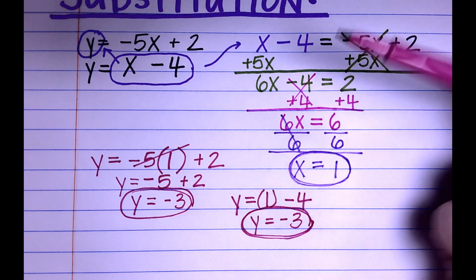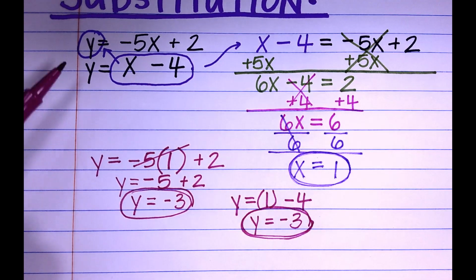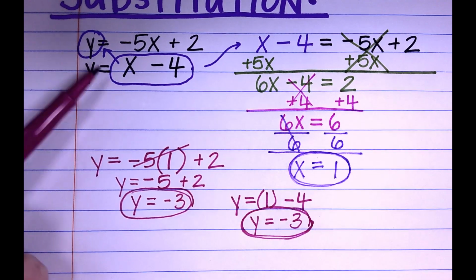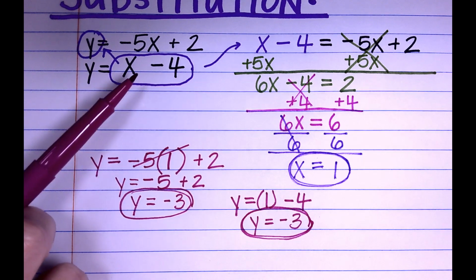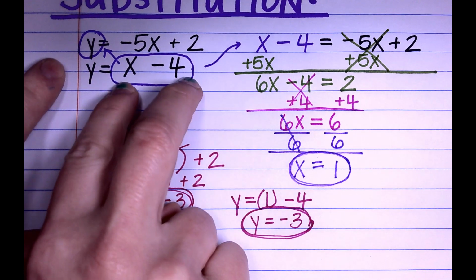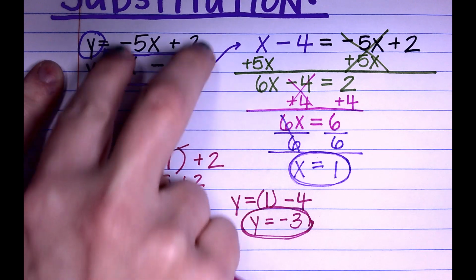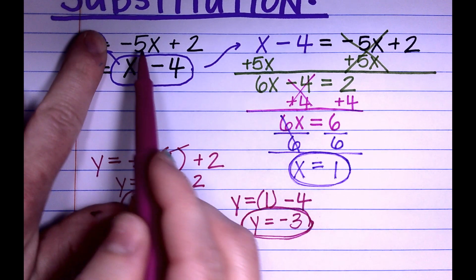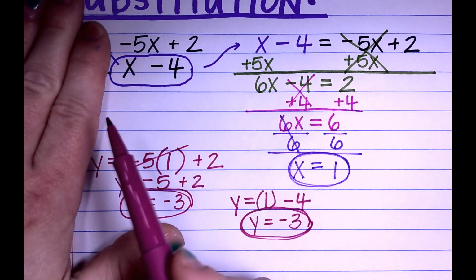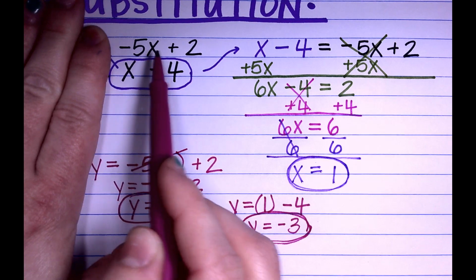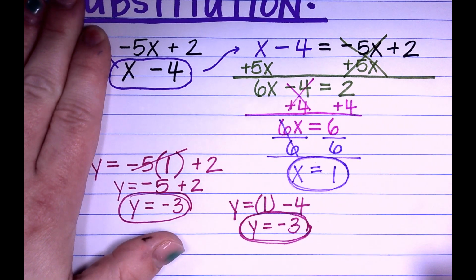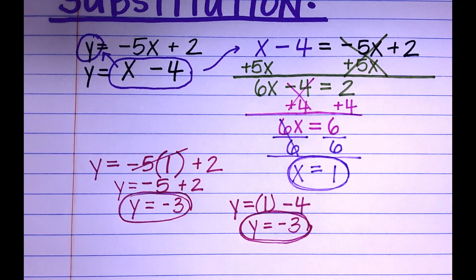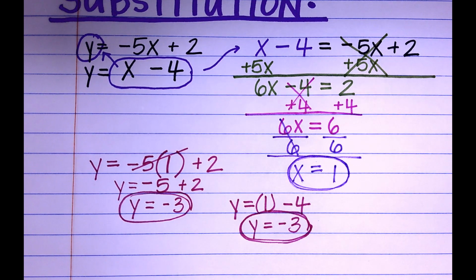So to review the steps, we substituted y with one of the y values. We basically set these other sides of the equation equal to each other. If I just cover up the y's, I really just did -5x plus 2 equals x minus 4. I just set them equal to each other. That's another way to think of it. So we've done one example. Let's look at another.